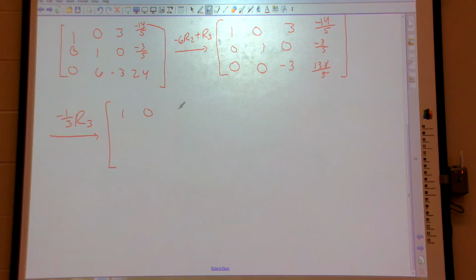So the first 2 rows don't change. That'll be 0, 0, 1. Let's see. That does reduce. So what's negative 1/3 times 138 fifths?